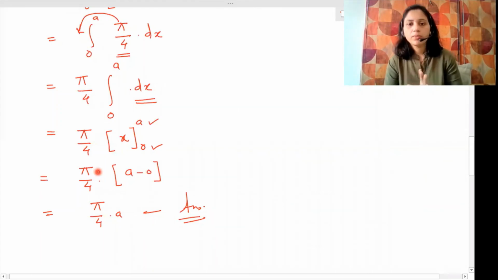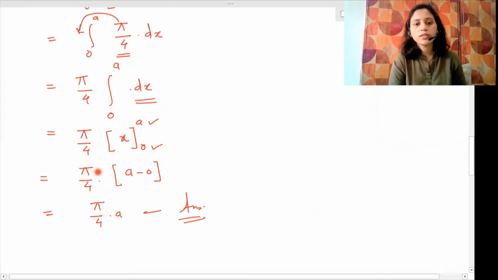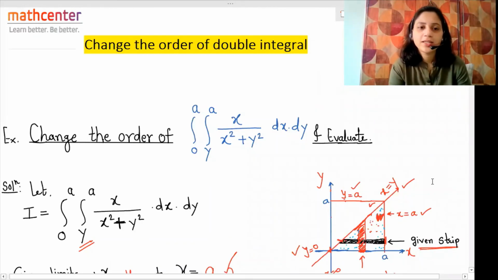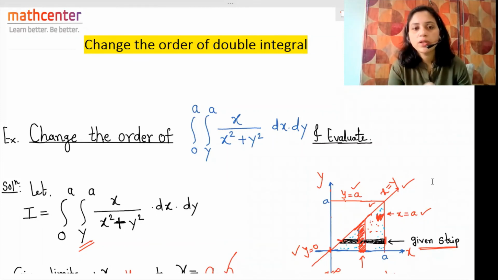So remember, always when we are going to solve such examples, 3 steps. First step, we need to identify the given limits. Second, we need to find out the new limits. And third, evaluate. I hope you can understand this example of changing the order of the double integration. In the next session, we are going to see the polar form of the double integration. Thank you.